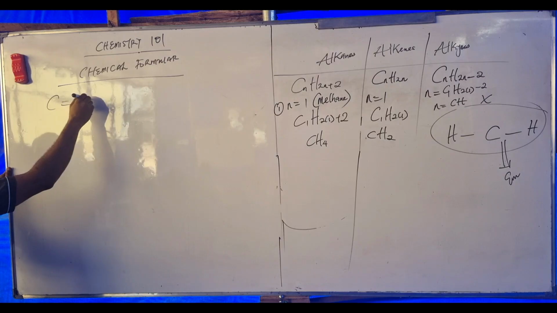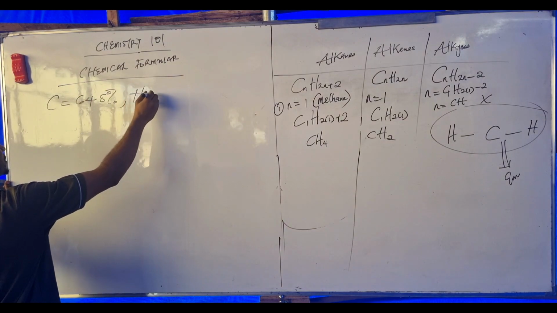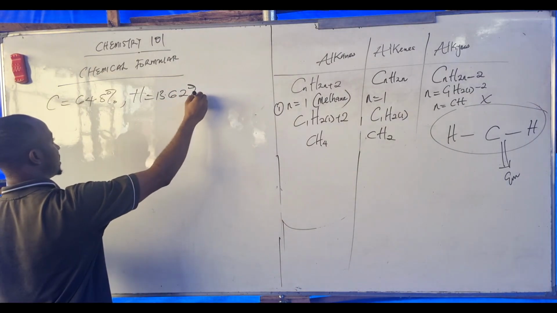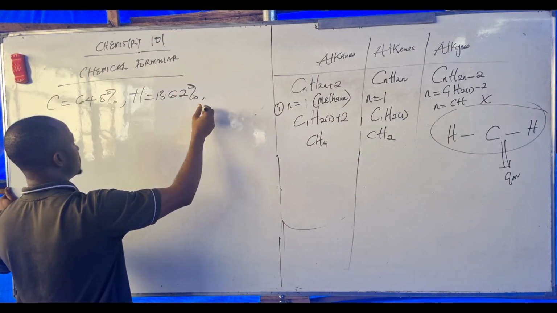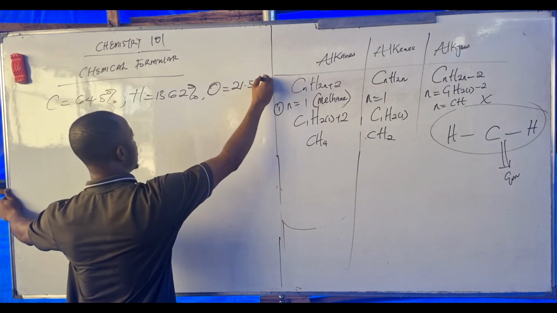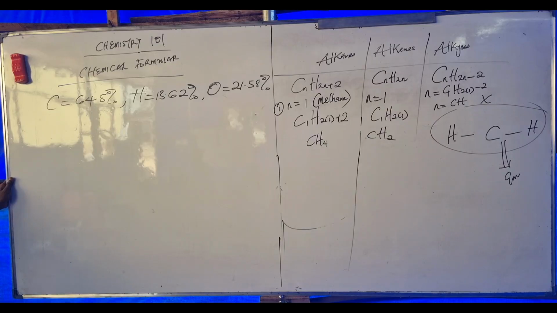Carbon is what? 64.8%. What is hydrogen? 6... what? 62%. What again was given? 21% what? Oxygen. We are now asked to find what? Empirical what? Formula, right? The first thing we need to do is to add up.